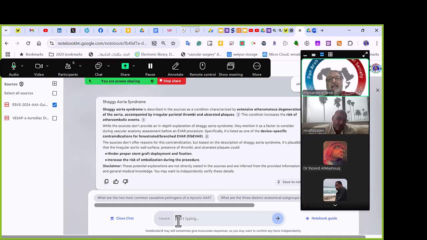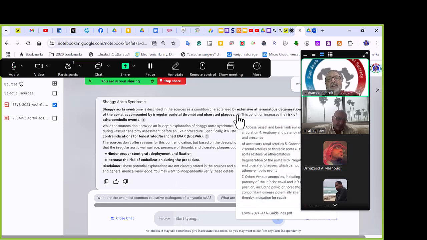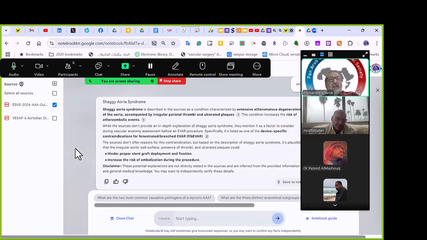Let me see the source. Where is the source? Here is the source. From the ESVS guidelines, it actually gives you the chapter as well. So it hinders proper stent graft deployment and fixation, and increases the risk of embolization.